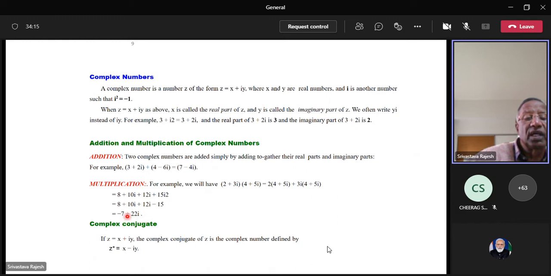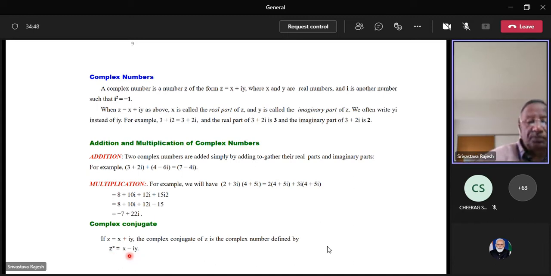So real part is minus 7, imaginary part is... They are separately stored in the computer. So this is what the value here is for the imaginary for addition and multiplication. Now there is also a command there how to find out complex conjugate. So the complex conjugate of z = x + iy is z star = x - iy.